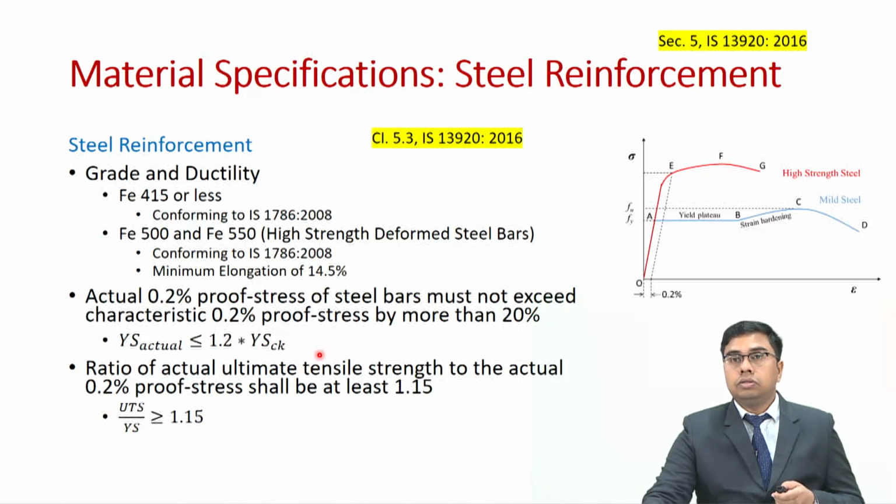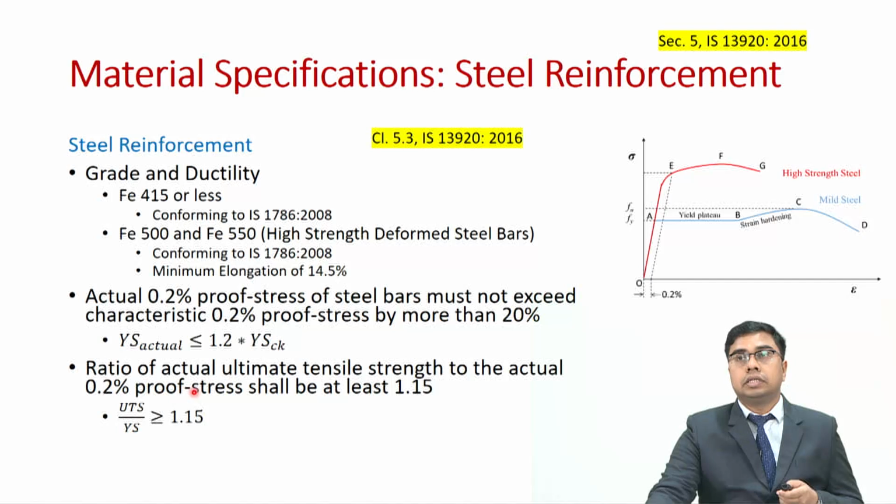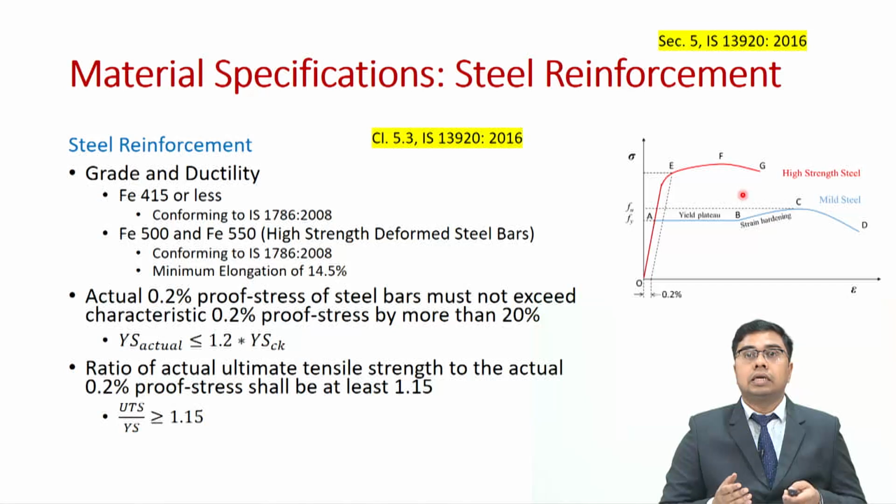Further on, we also need the actual ultimate tensile strength to be at least 15% above the 0.2% proof stress, which means that the strength value or the stress value at F should be at least more than 15% over the stress value at E. This is important because this will help us have stable post yield behavior and enough deformability so that your failure is ductile in nature.